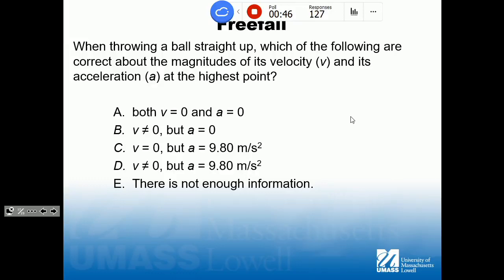There's no plus and minus in this because they're not math, right? So plus and minus is directions. Right? So magnitude is just enough. So we know that at the very top of the motion, the velocity is 0, right? It's momentarily at rest before it falls back down. So the correct option is either A, B, or C. E is generally never right. Okay? I will always give you enough information. So your options now are either A or C.